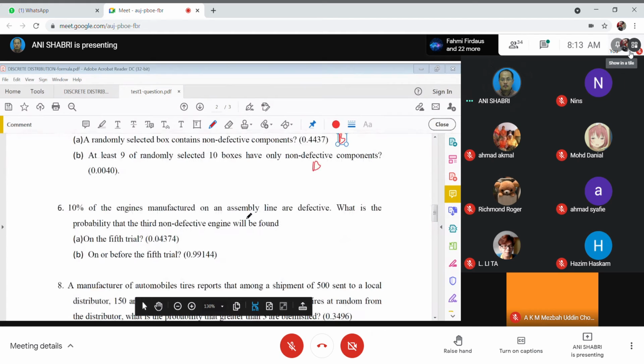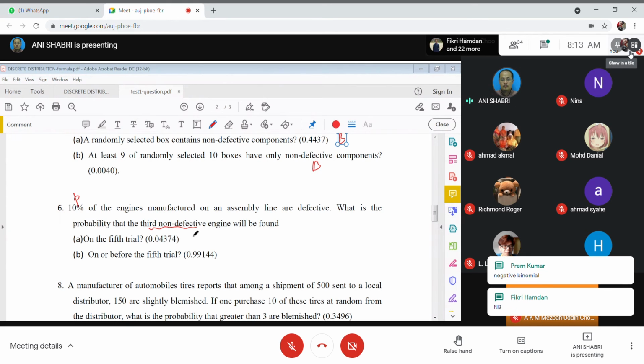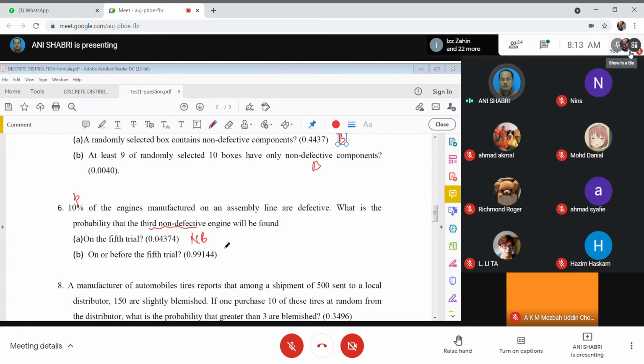Okay, number 6. P is given, P is 10%. What is the probability that the third non-defective engine will be found on the fifth trial? Negative binomial is okay. For number B, it is also negative binomial. Third non-defective is the value R, so R is 3, and the fifth trial is 5. This one is before, or on, 5.